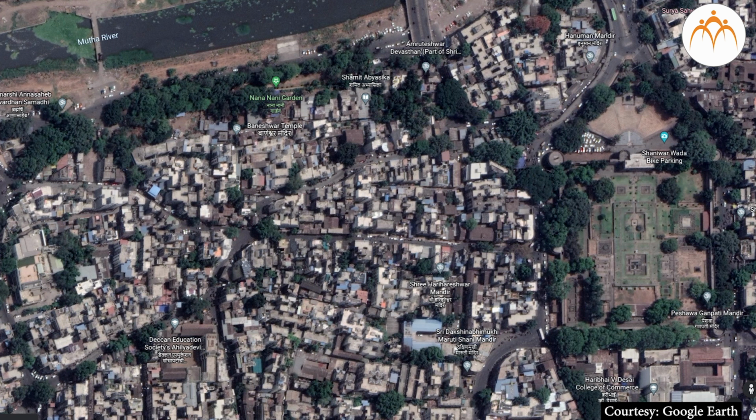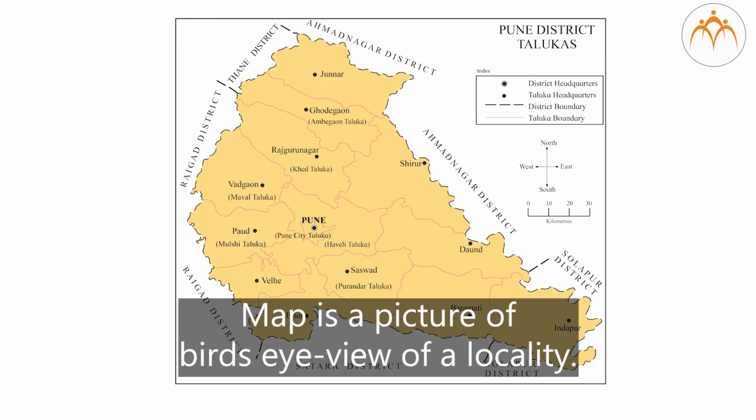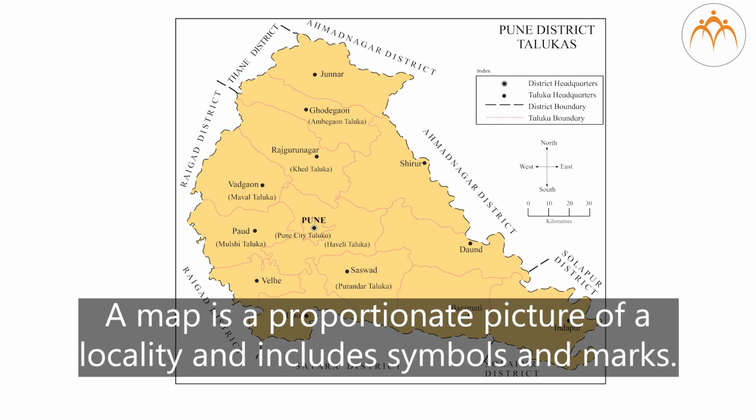In Standard 4th, we have learnt about maps. Now, we'll learn more about maps and perform some interesting activities related to maps. A map is a picture of bird-eye view of a locality. You know that a map is a proportionate picture of a locality and includes symbols and marks.